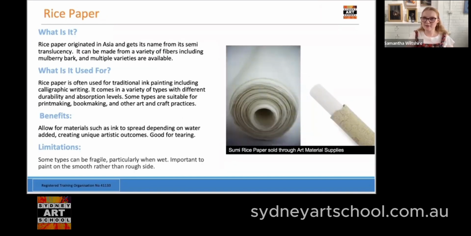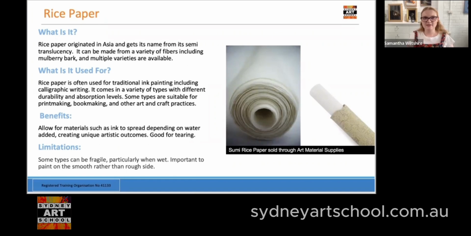And the last paper type we'll be discussing today is rice paper. Rice paper originated in Asia and gets its name from its semi-translucency, which is similar to a grain of rice. And it can be made from a variety of fibers, including, for example, mulberry bark. And there are multiple varieties available. So you can get different textures, you can get different levels of durability as well. So rice paper is often used for traditional ink painting, including calligraphic writing as well.